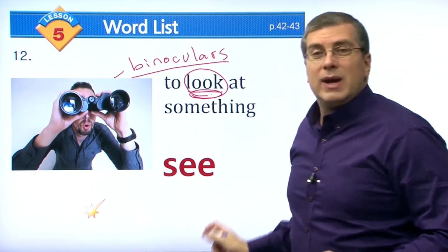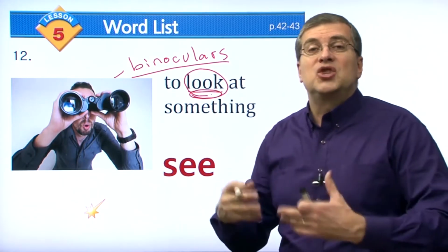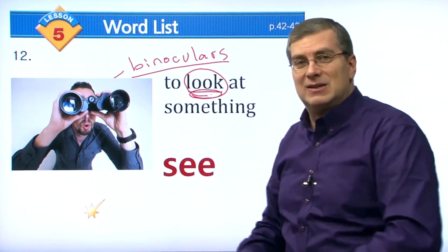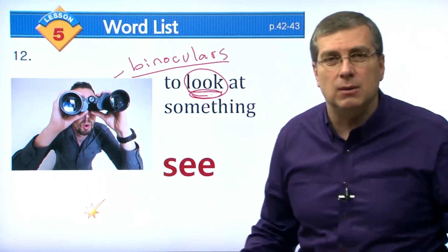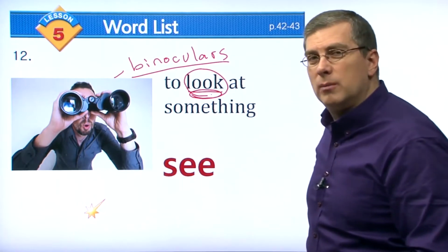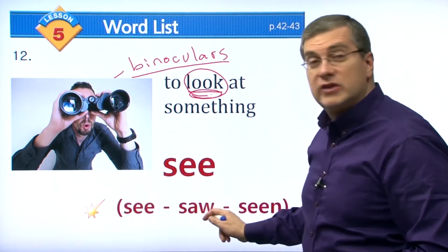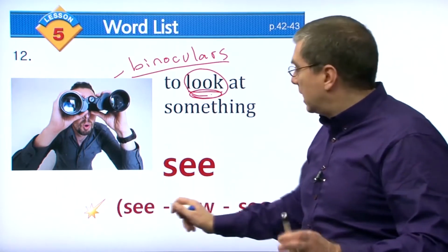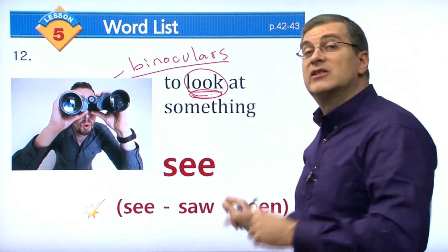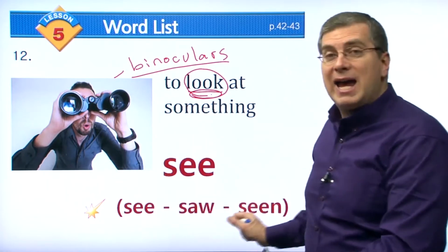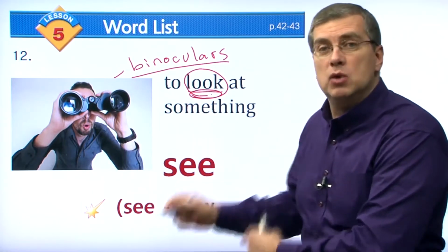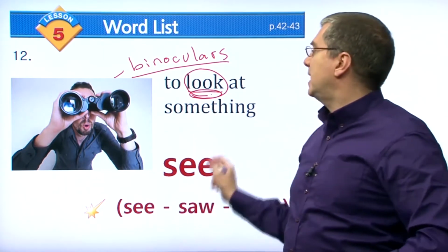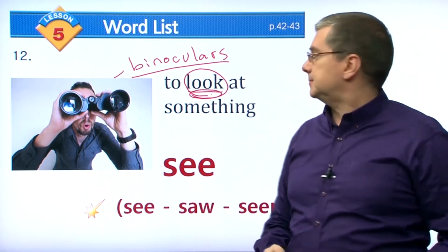Now, down here, we have the verb. The verb changes in form, whether we use it in present tense, past tense, or past participle, right? So what are the different forms? We have see, saw, seen. I see you. I saw him this morning. I have seen that movie. See, saw, seen. Okay, so that's see, to look at something.